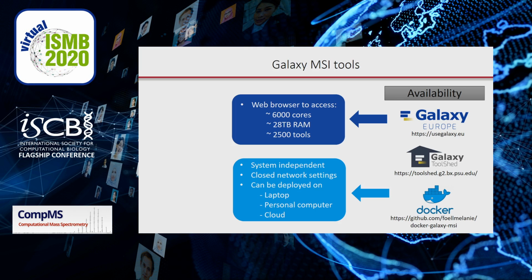On usegalaxy.eu, our tools can be run on public clouds that provide about 6,000 cores and 28 TB of RAM. In addition to the MSI tools, there are about 2,500 pre-installed tools on the European Galaxy server that can potentially be included into the MSI analysis, for example, tools for image analysis, machine learning, and classical proteomics and metabolomics analysis. For sensitive data, the MSI Galaxy Docker container can be installed on any type of computer to allow the analysis in a closed network setting.